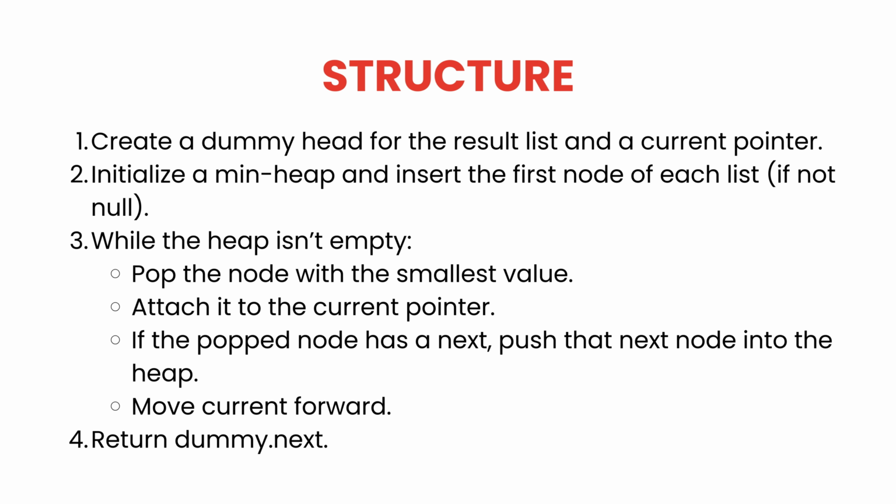Here's the structure. Create a dummy head for the result list and a current pointer. Initialize a min heap and insert the first node of each list if not null. While the heap isn't empty, pop the node with the smallest value. Attach it to the current pointer. If the popped node has a next, push that next node into the heap. Move current forward. Return dummy.next.